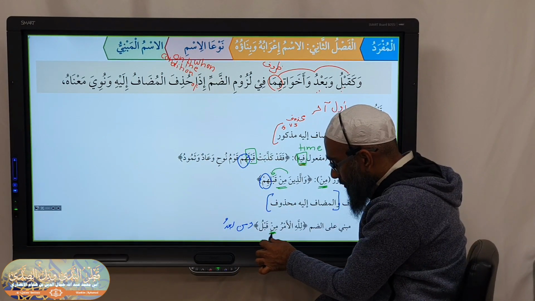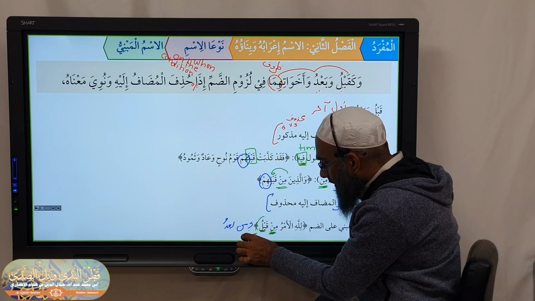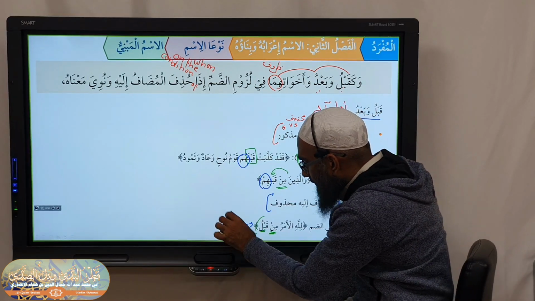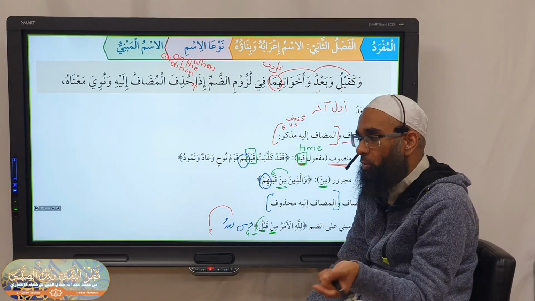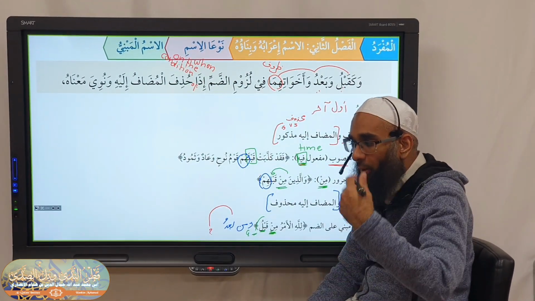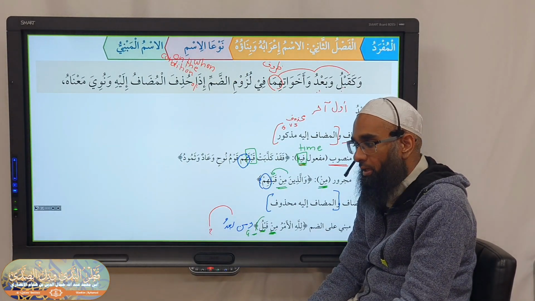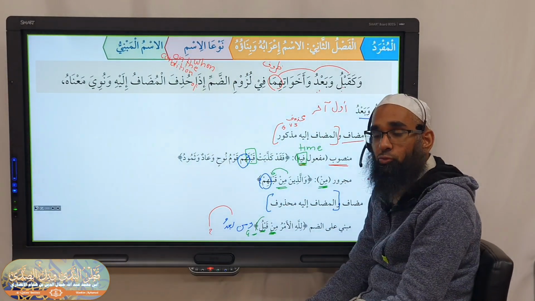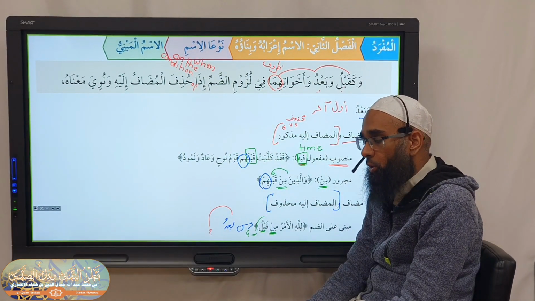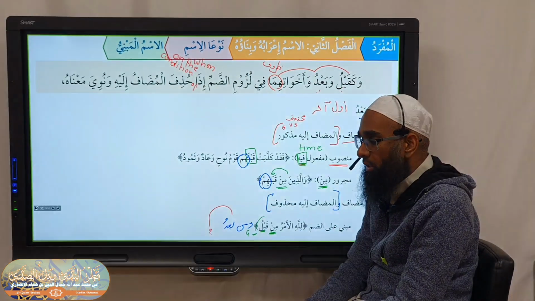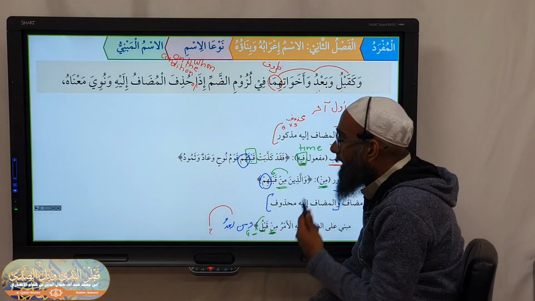There is min harfun jar, but the mudhaf ilay of qablu is what? Mahdhoof. The mudhaf ilay of ba'du is what? Mahdhoof. So when the mudhaf ilay of qablu and ba'du is mahdhoof, and you know what it is, what does it mean? Lillahi al-amru min qabli kulli shay. The command and the authority and the rule belongs to Allah before everything, and the rule and the law belongs to Allah after everything. So Lillahi al-amru min qablu wa min ba'du. So it comes mabni ala dham.